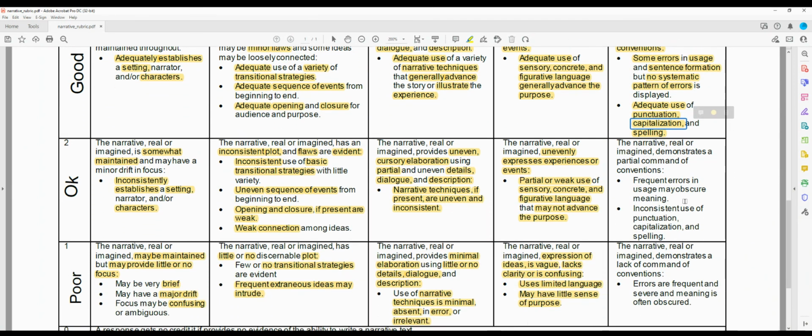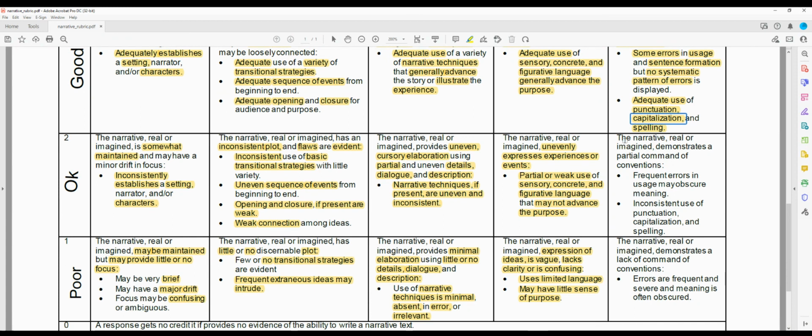An okay paper. So this is where the draft usually starts. The narrative, real or imagined, demonstrates partial command of conventions. There are frequent errors, may obscure meaning, means they may be a little confusing. Inconsistent use of punctuation, capitalization, and spelling.